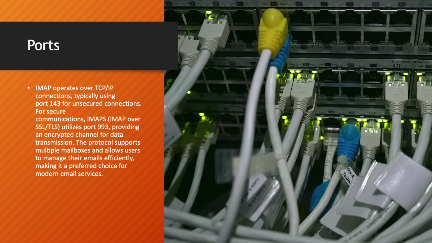Alright, so what ports should we use when configuring? IMAP operates over TCP/IP connections, typically using port 143 for unsecured connections. For secure communications, IMAPS utilizes port 993, providing an encrypted channel for data transmission. The protocol supports multiple mailboxes and allows users to manage their emails efficiently, making it a preferred choice for modern email services.